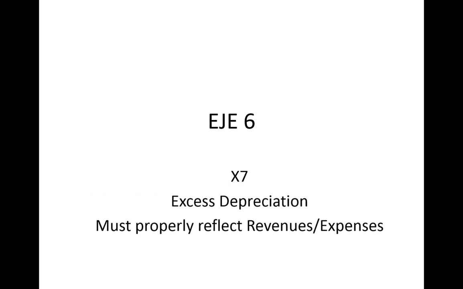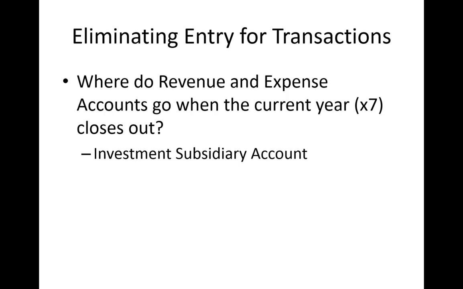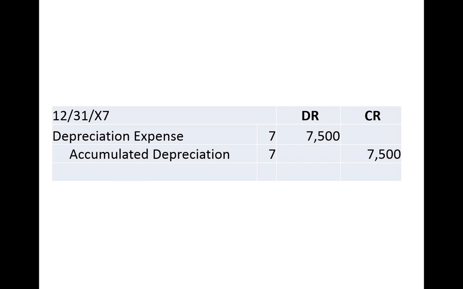The same thing holds for depreciation. What did we do with depreciation last year? We recorded it to depreciation expense. So where do revenue and expense accounts go once they close out? In our example, and always when it's upstream, the investment account and the NCI. Remember, this is what we did last year to bring the depreciation to its correct value of $22,500. We debited depreciation expense, credited accumulated depreciation.